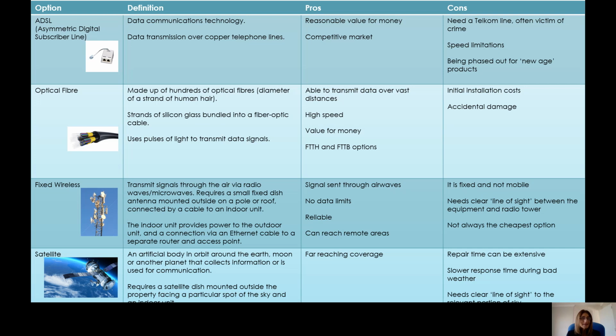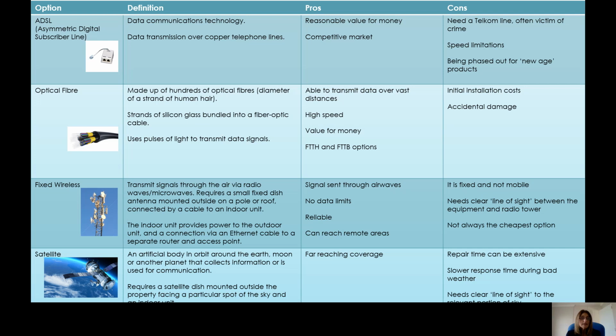Right, your fixed wireless transmits signals through the air via radio waves and microwaves. So what you need is a small dish that's either fixed to a pole or your roof outside, and it's connected via cable to the indoor unit, and that indoor unit then has a cable with links to your device that routes the internet through to you.